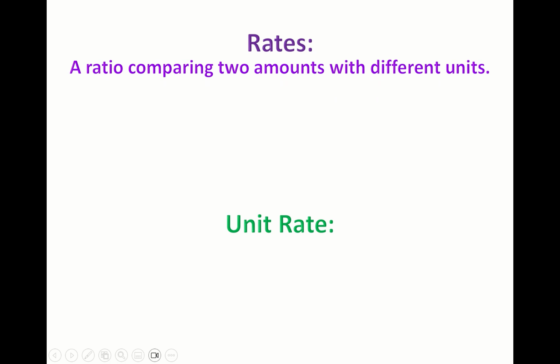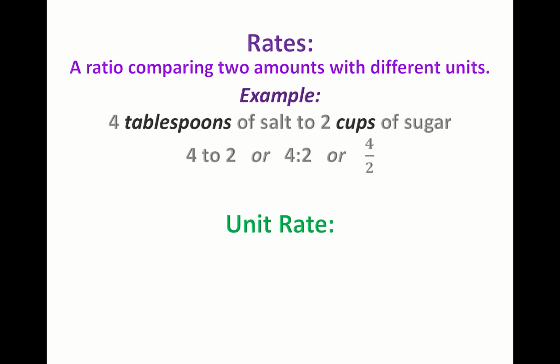And a rate is a ratio that compares two amounts with different units. For example, 4 tablespoons of salt to 2 cups of sugar. That's a 4 to 2 ratio or rate because tablespoons and cups are two different units.